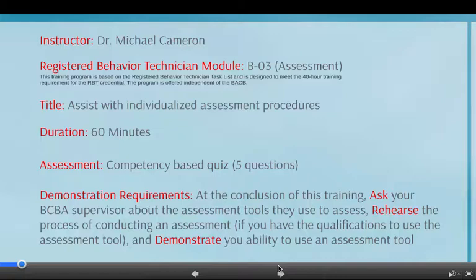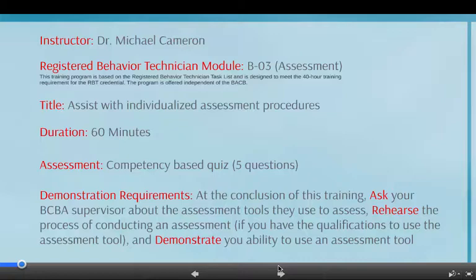With respect to demonstration recommendations at the end of this module, I suggest that you ask your BCBA supervisor about the assessment tools that they specifically use to assess individuals. And the answer to that question will be varied. It'll depend on the age of the individual that your BCBA supervisor works with, the developmental level of the people that they work with, and also what they happen to focus on as a BCBA. Some of them may focus on early intensive behavioral intervention, others may focus on social skill development, still others may be more comprehensive in their work.